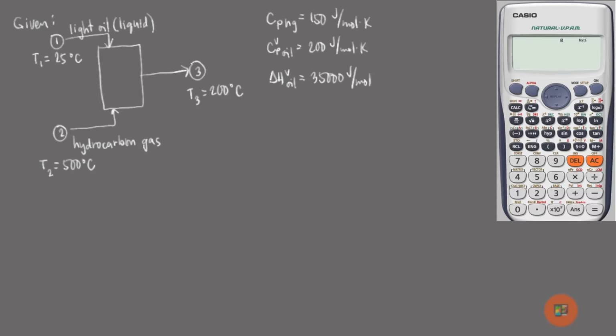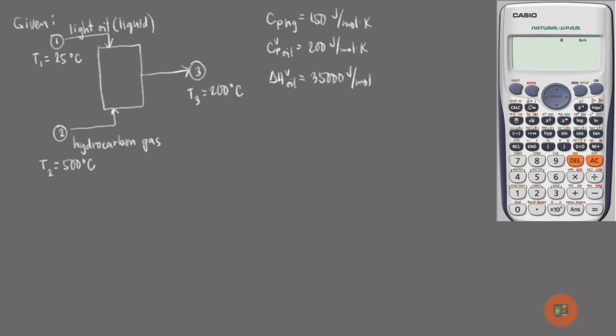So we have a mixing tower wherein light oil is introduced at the top of the tower because it's a liquid, it should fall down, and hydrocarbon gas is introduced at the bottom of the tower. Since the hydrocarbon gas is at a higher temperature, the hope is the hydrocarbon gas would go up, it would contact the light oil, which would vaporize, and that would cool down our hydrocarbon gas, such that our mixture goes out at 200 degrees Celsius. So we have a total of 3 streams here.